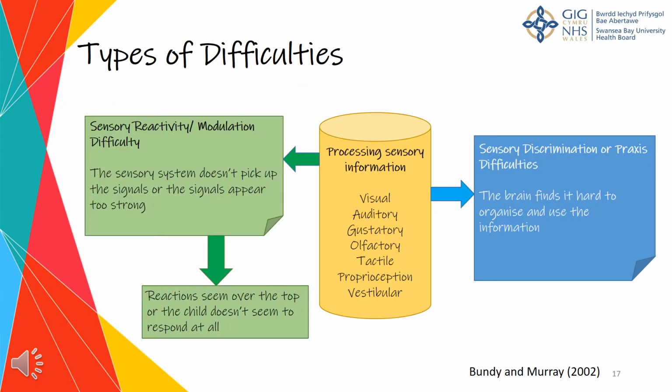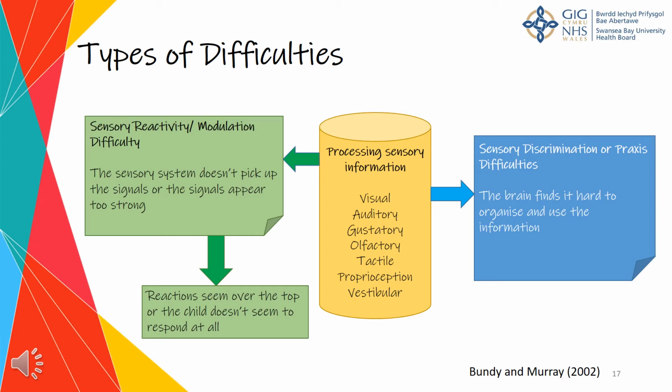As mentioned in the previous slide, you can over-respond or under-respond to sensory information if there are integration difficulties, which is described as sensory reactivity or modulation difficulty. If we under-respond, this means that our brain does not pick up the sensory information effectively, which can result in a child not noticing the sensory information, or it might take the brain longer to respond.